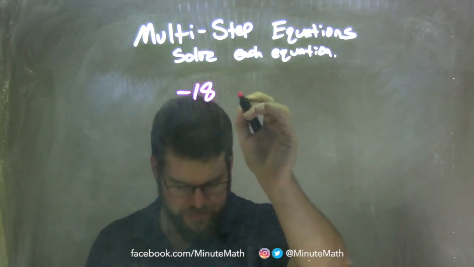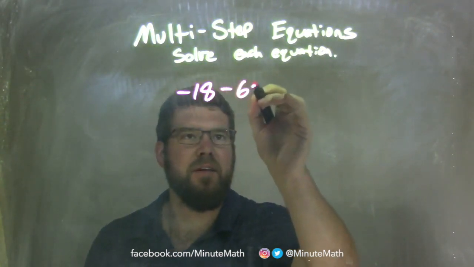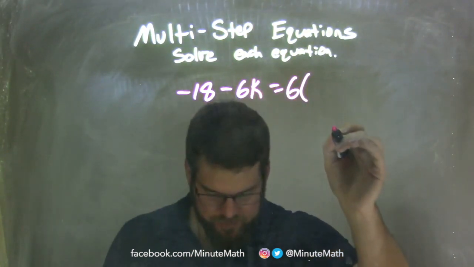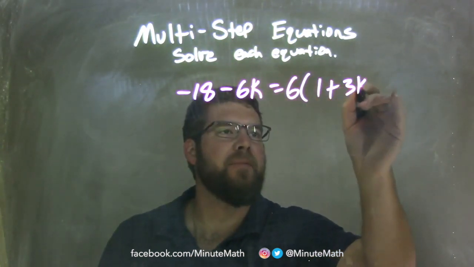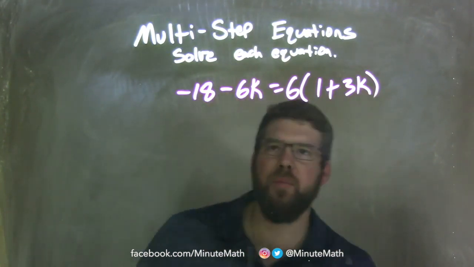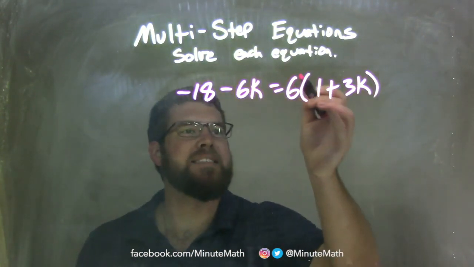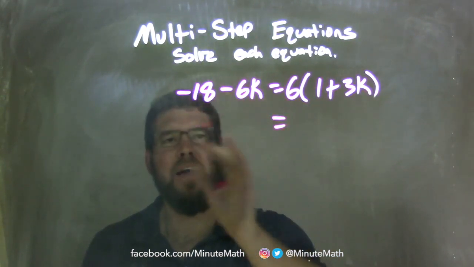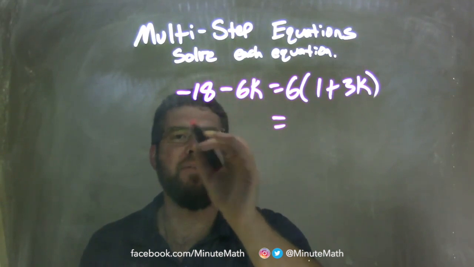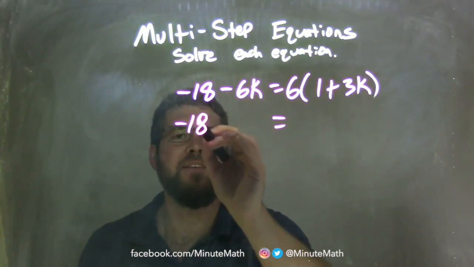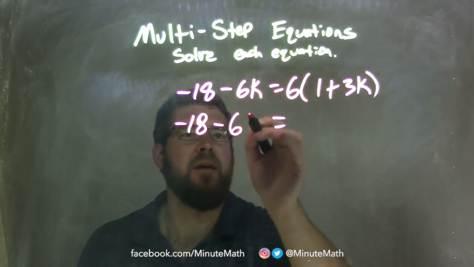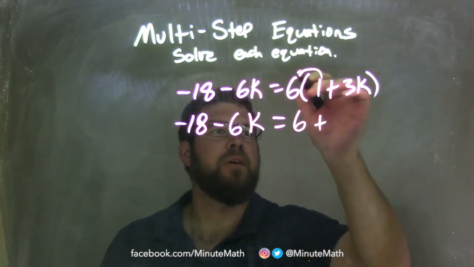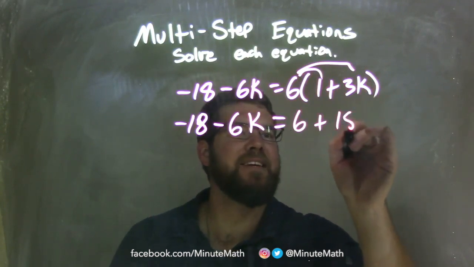Negative 18 minus 6k, that's a variable, equals 6 times 1 plus 3k. Well, my first step here, I'm actually going to distribute that 6 to both parts in that parenthesis. So the left-hand side, I can't simplify, rearrange, or combine like terms on the left side. So I'm going to leave negative 18 here. Minus 6k, and I'm going to distribute the 6 inside. 6 times 1 is 6, plus 6 times 3k is 18k.